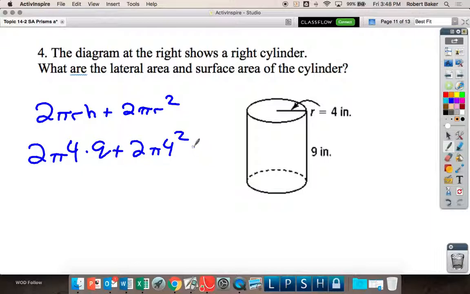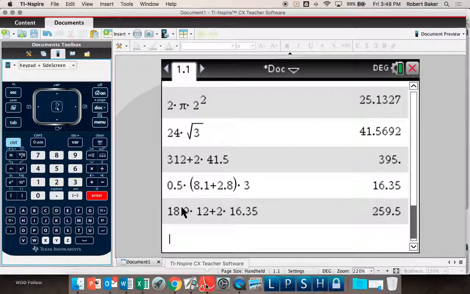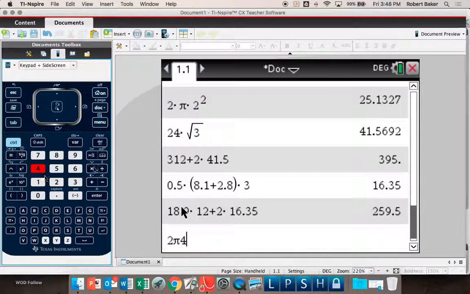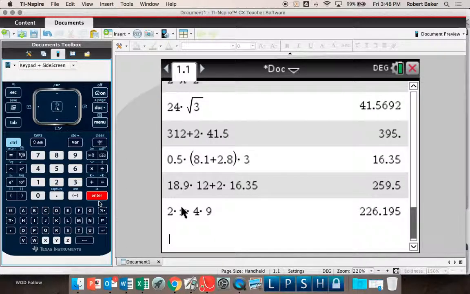It is literally plug and chug. I'm going to do it in 2 steps. Step 1, lateral surface area. 2 pi 4 times 9. The lateral surface area is 226-ish.